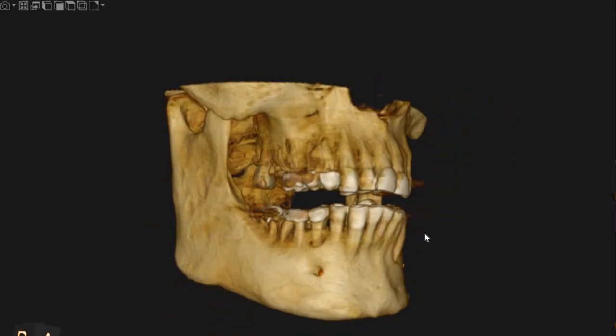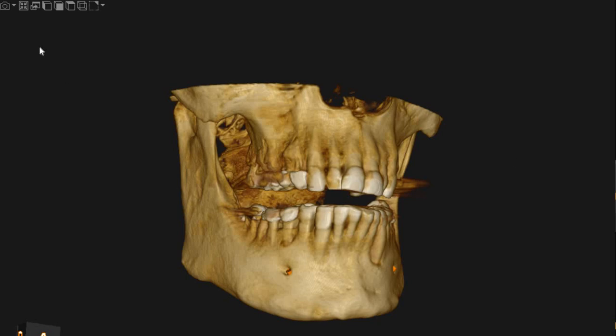This is the CBCT of the patient that you have requested. All four quadrants are the area of interest.